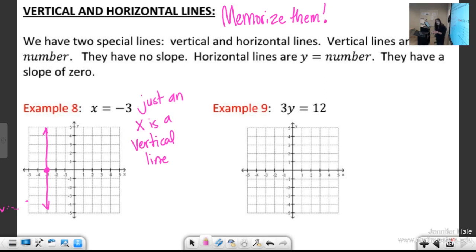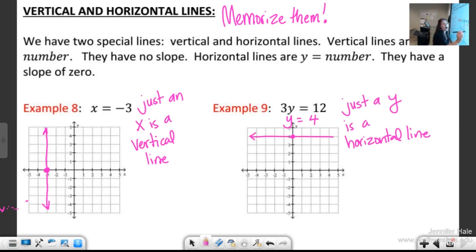Now, for me to do number 9, what would I need to do first? So get rid of that 3. What is y really equal to? 4. All right, so make yourself a note. Just a y is a horizontal line. So I would go to where y is 4, which is right here, and draw the horizontal line through it. Again, it goes opposite of the direction of the y-axis.